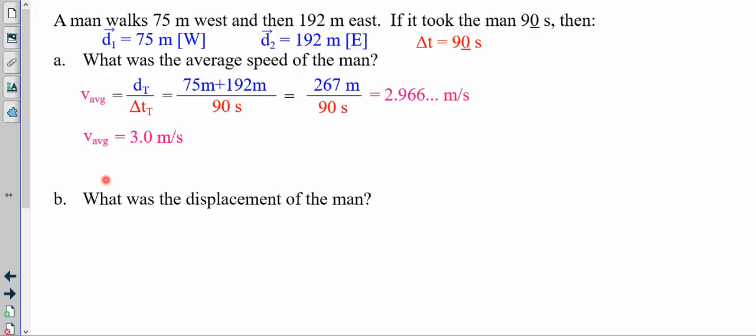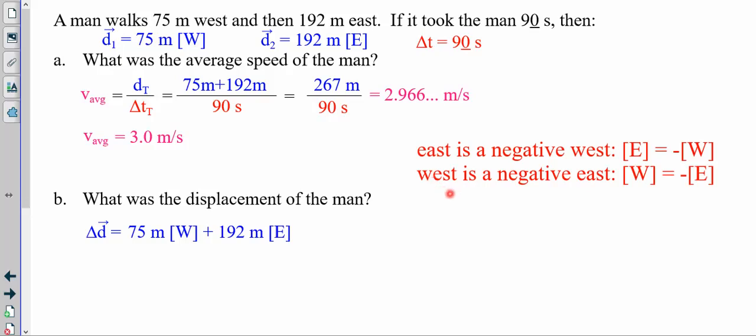The question then says, what was the displacement of the man? Displacement is once again going to have to involve a west and east direction, so we put them together. We're considering our directions, and as a friendly reminder, east is a negative west and west is a negative east. In this case, I'm going to change my west to an east because 75 is smaller than 192. So I end up with negative 75 east plus a positive 192, and the man's overall displacement is going to be 117 meters to the east.